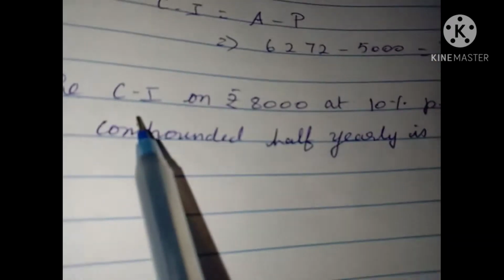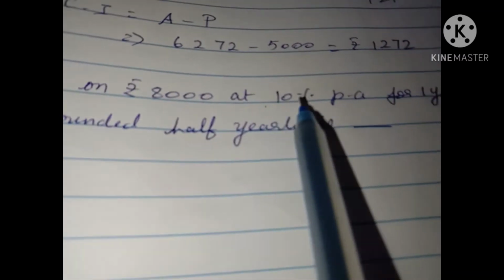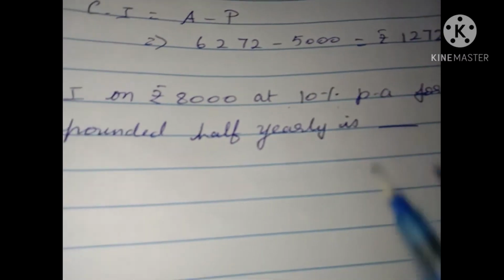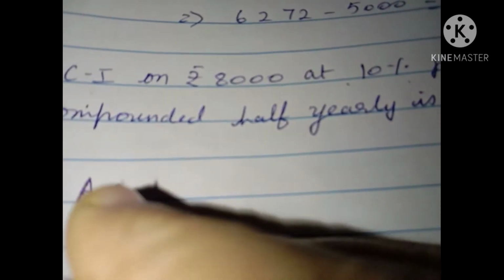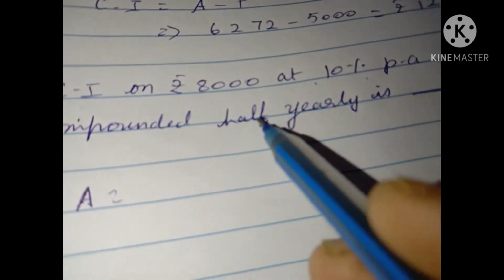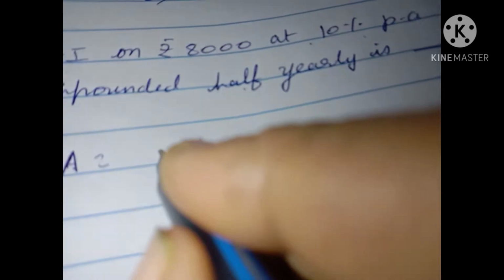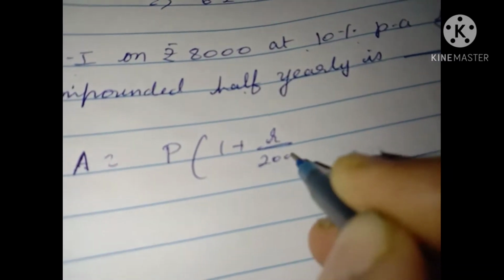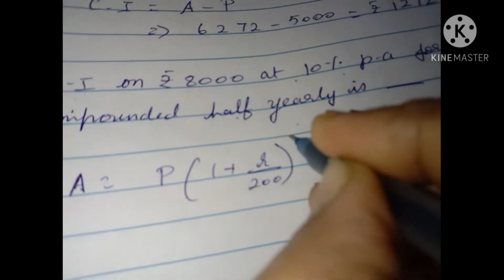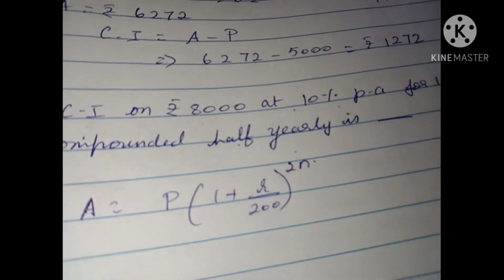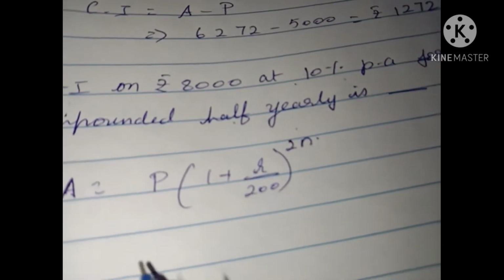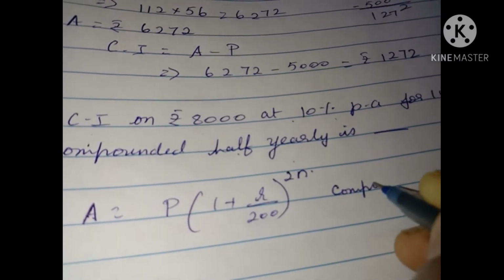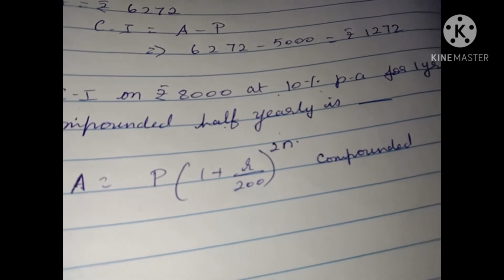Next question, the compound interest on rupees 8,000 at 10% per annum for 1 year compounded half yearly is dash. So here they ask you to find the compound interest for half yearly. Half yearly means P into 1 plus R by 200 the whole power 2n. Here compounded half yearly.